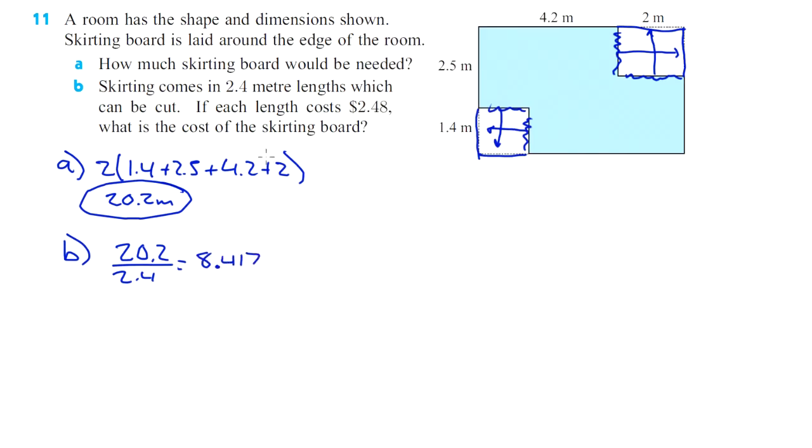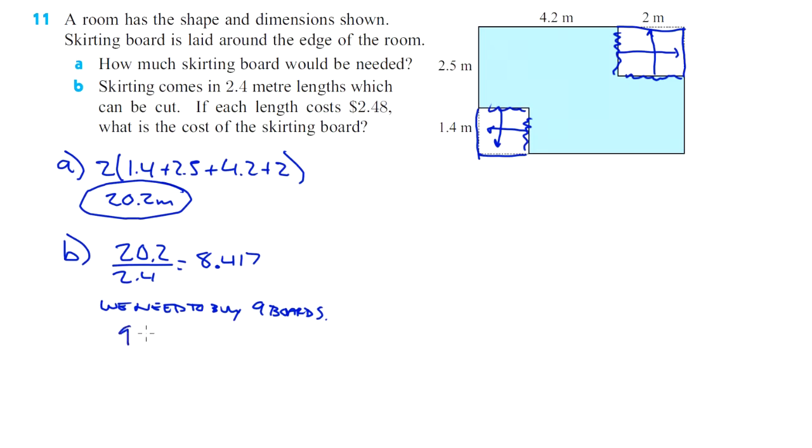Okay, so it comes in 2.4 meter lengths. Guess what? You need 8.4 of those lengths, but they're not going to let you just buy 0.417 of one of those boards. So what this means is we need to buy 9 of those. We need to buy 9 boards, right? Because they're not going to sell you just half of a board. That's not the way they work.